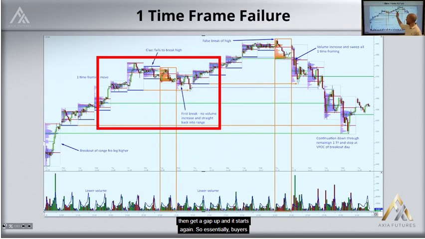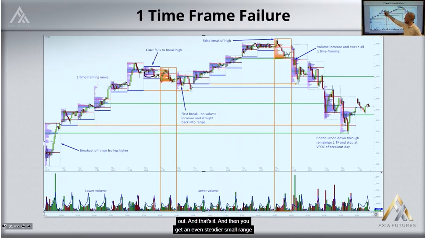So essentially, buyers have not got put under any pressure here. Maybe some of the people who bought on this day might have got forced out, and that's it. And then you get an even steadier small range move up, with very, very low volume. But right towards the end of this, you start to see a little pickup in volume. You look at the average volume, particularly on this day here, and you start to see a little pickup. So this is a little alert that something might be changing.